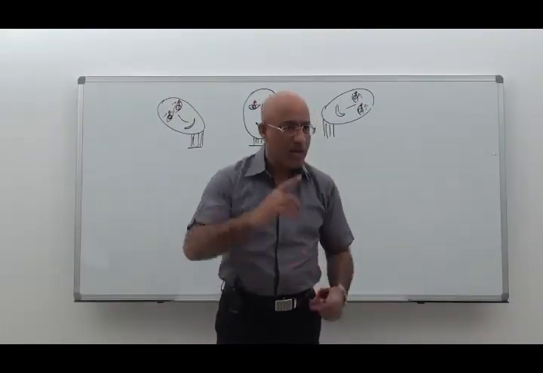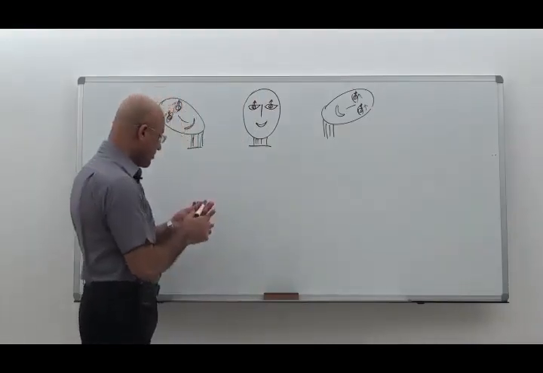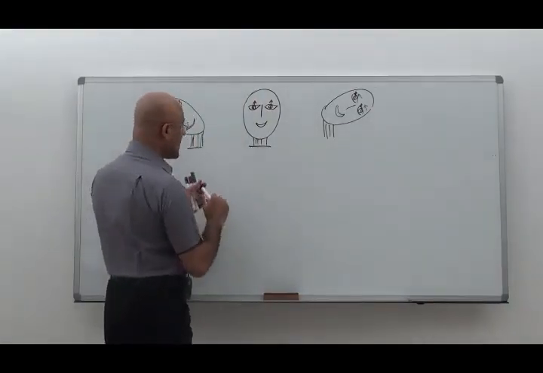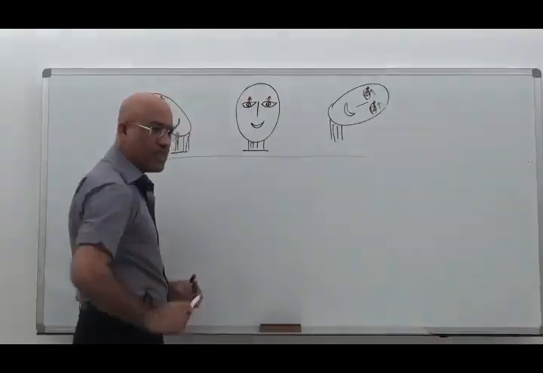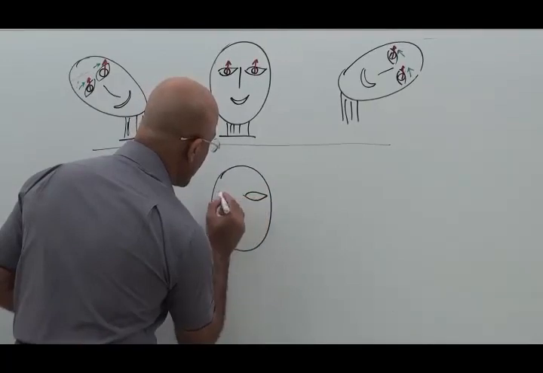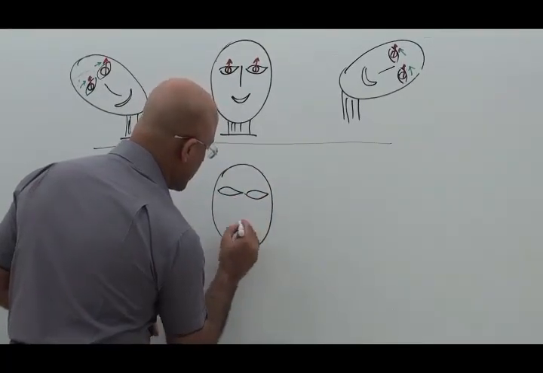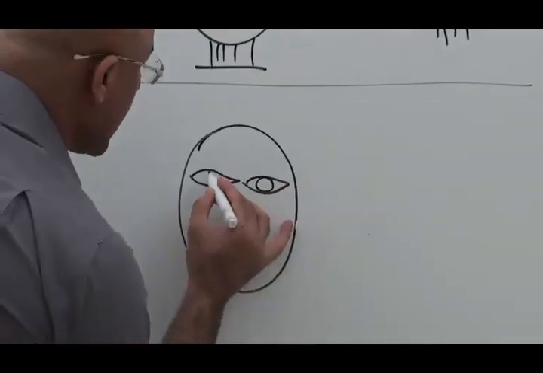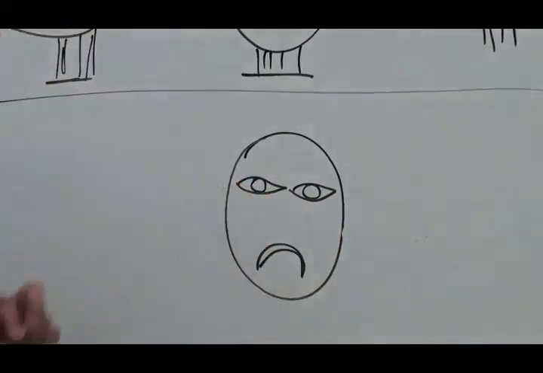Am I clear? Now we come to the disease. Let's suppose this is a person who has a, this is not me, this is a patient now. In this patient, look at it, very sad. You know why it is sad? Because the trochlear nerve on the right side is damaged.